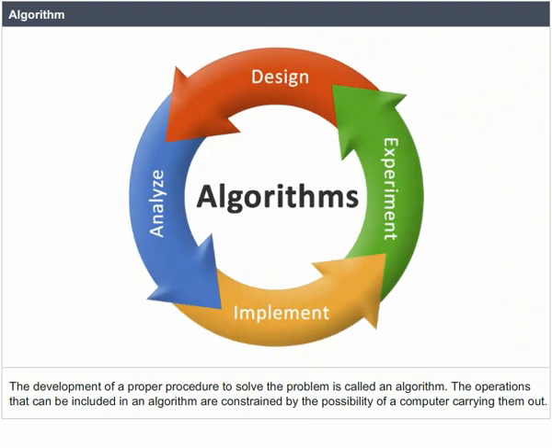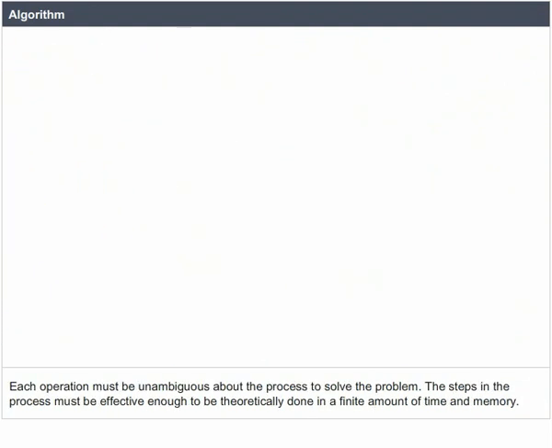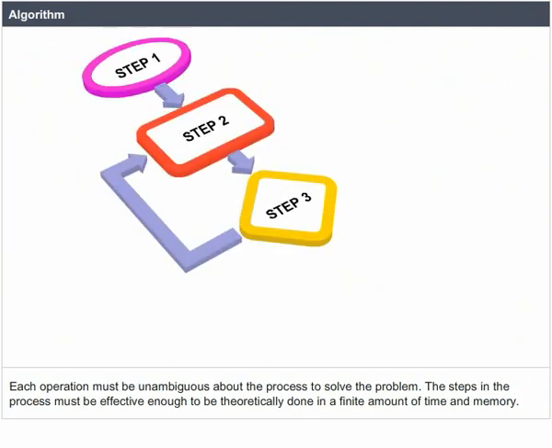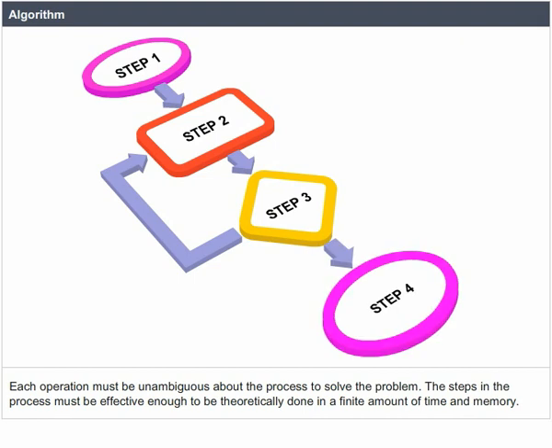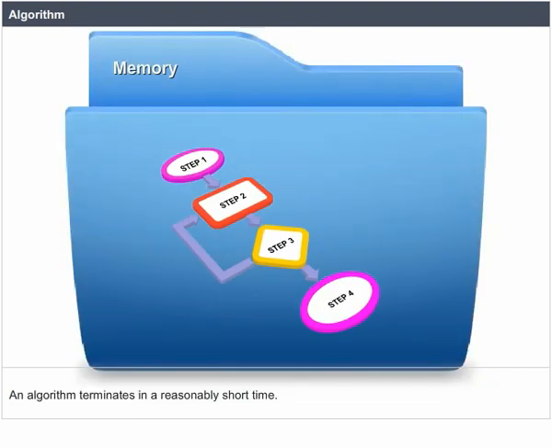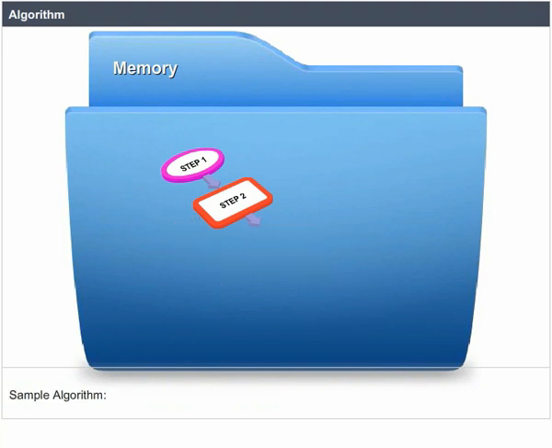The development of a proper procedure to solve the problem is called an algorithm. The operations that can be included in an algorithm are constrained by the possibility of a computer carrying them out. Each operation must be unambiguous about the process to solve the problem. The steps in the process must be effective enough to be theoretically done in a finite amount of time and memory. An algorithm terminates in a reasonably short time.